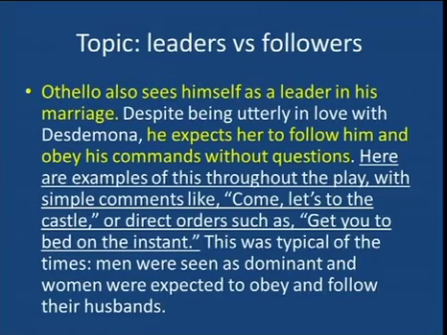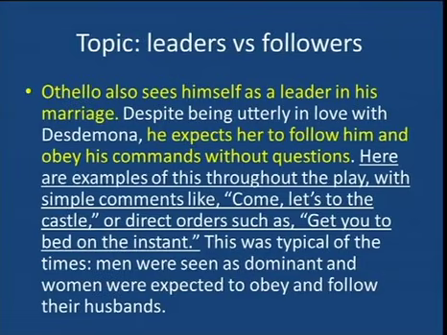So this is one example of a paragraph, and it reads: Othello also sees himself as a leader in his marriage. Despite being utterly in love with Desdemona, he expects her to follow him and obey his commands without questions. Here are examples of this throughout the play, with simple comments like, "Come, let's to the castle," or direct orders such as, "Get you to the bed on the instant." This was typical of the times. Men were seen as dominant, and women were expected to obey and follow their husbands.